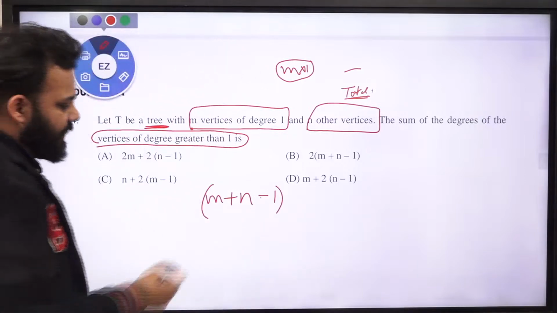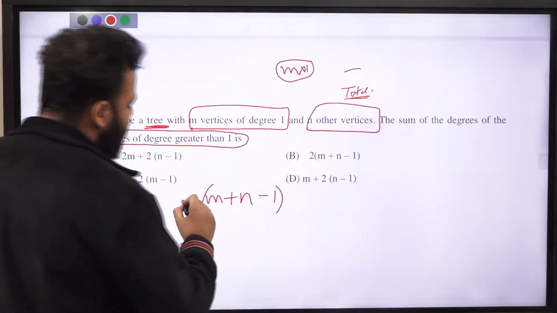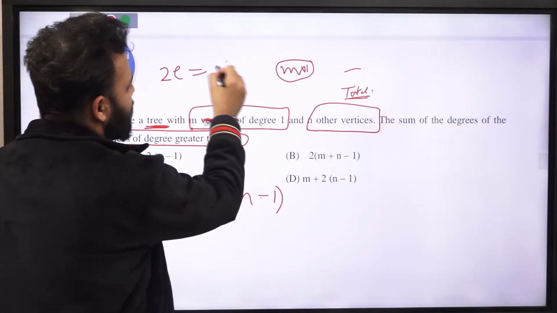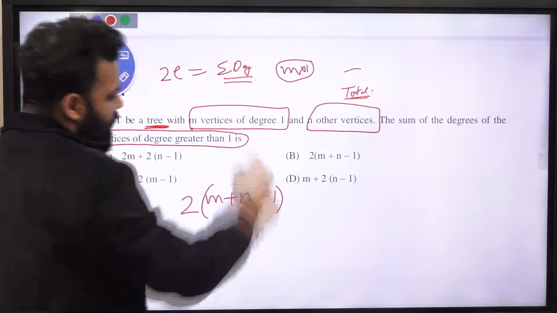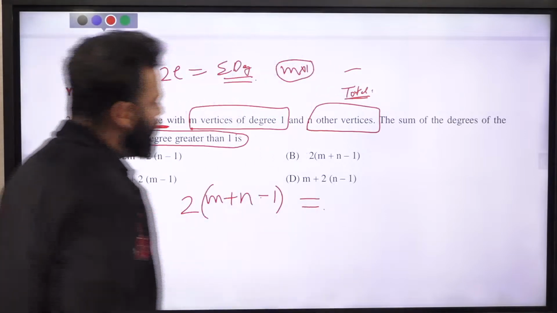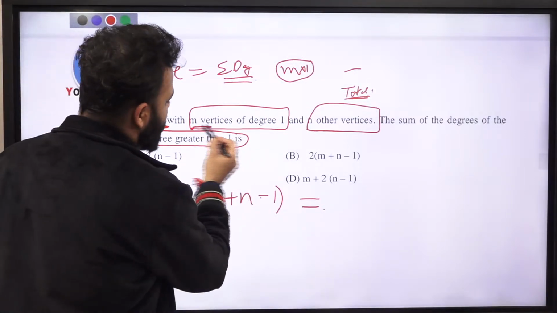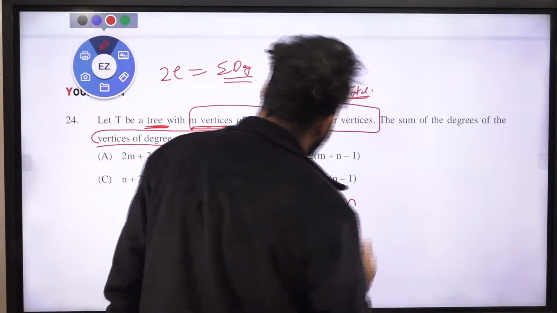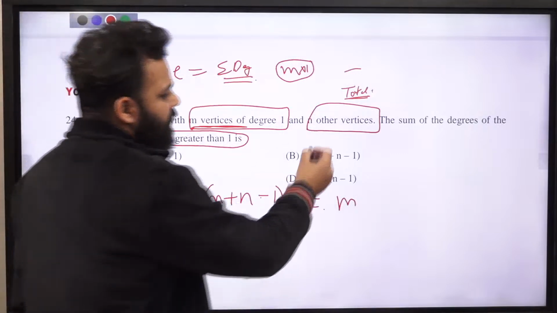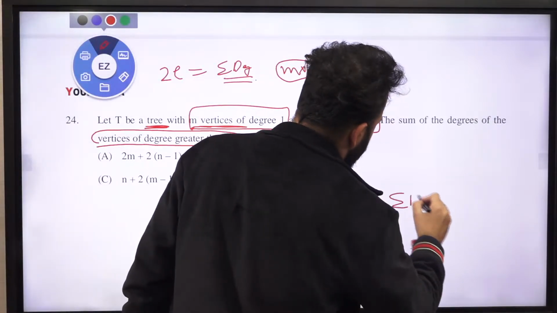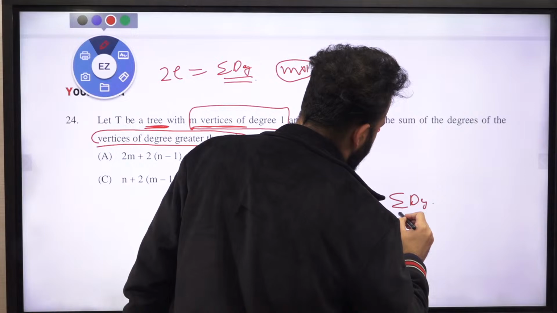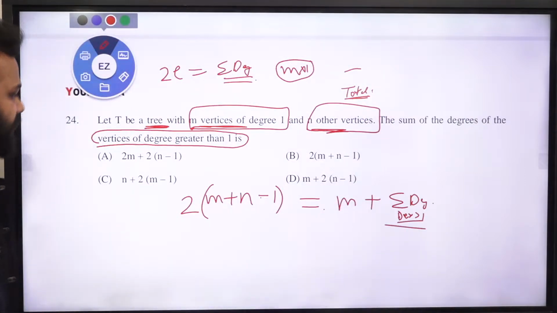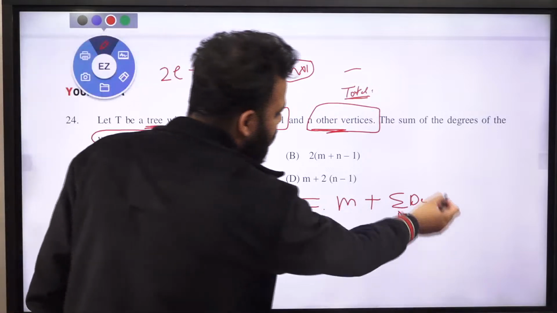And if you apply the handshaking theorem, 2 into the total number of edges, which is m plus n minus 1, will be equal to the sum of all degrees. Now if I want to find the sum of degrees of these elements, the m vertices which have degree 1, their sum will always be equal to m, because m into 1, plus the degree sum of these vertices where degree is greater than 1, not equal to, greater than 1. So we have to find this thing.